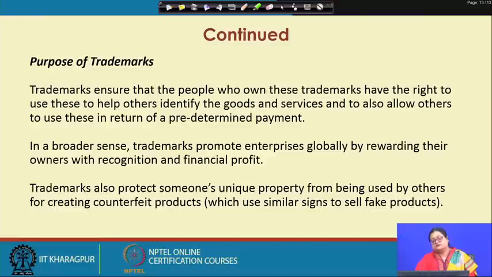So, trademarks also protect the unique property of someone from being used or copied by others for producing counterfeit products, like fake products. If we have a trademark, then it puts a restriction on others to create similar things and sell them by developing lookalikes which may be poor in quality compared to the original company which has the trademark.